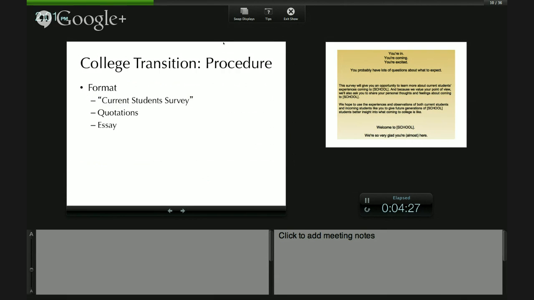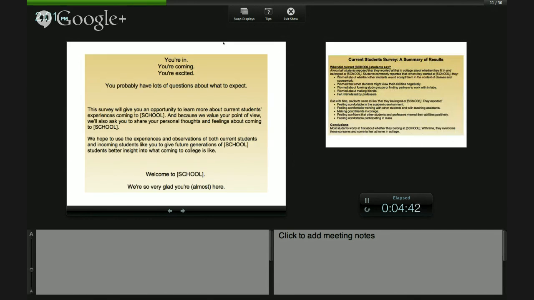And finally, they wrote what we call a saying-is-believing essay, a self-persuasive essay where students talk about why this might be common for all students to worry, and how they might deal with those kinds of worries if they were to arise for them. So let me show you some of what our materials looked like. This was the front page. You're in, you're coming, you're excited, you might have questions. This is going to answer some of those questions that you might have.